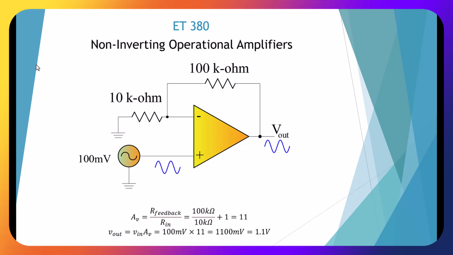So we have 100 millivolts in. 11 times 100 millivolts is going to give us 1.1 volts.